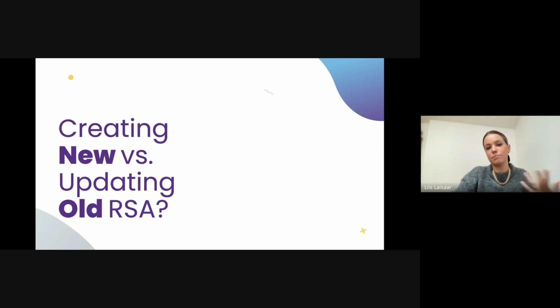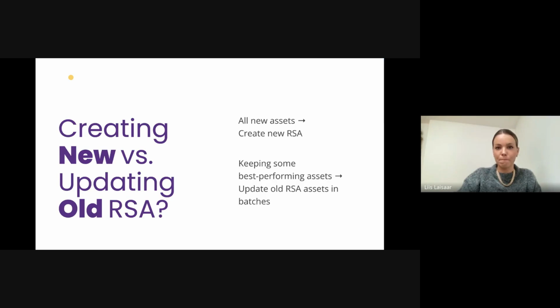So here we have two scenarios and approaches. Scenario one, if you don't intend to keep any of the existing headlines or descriptions, create a new RSA, keeping it alongside the old one if it makes sense for maybe a week or so, and then pausing the old one. Or scenario two, if you want to keep some of your best performing headlines, which usually makes sense, make changes directly in the currently enabled RSA to keep the learnings on the RSA level.